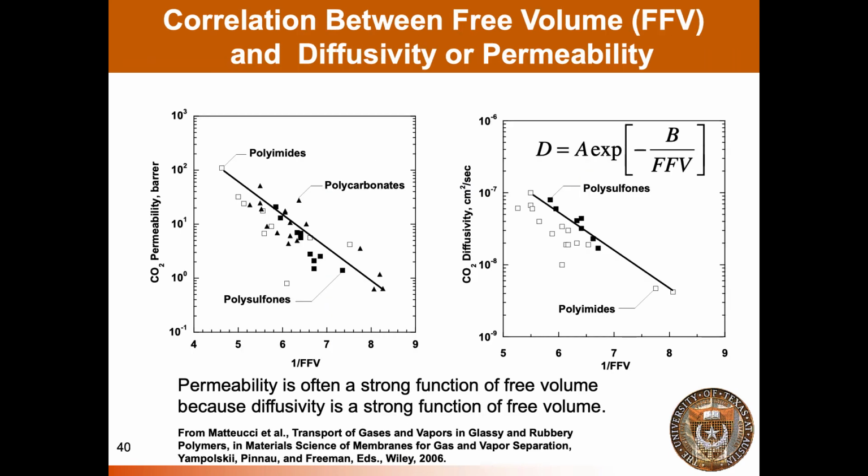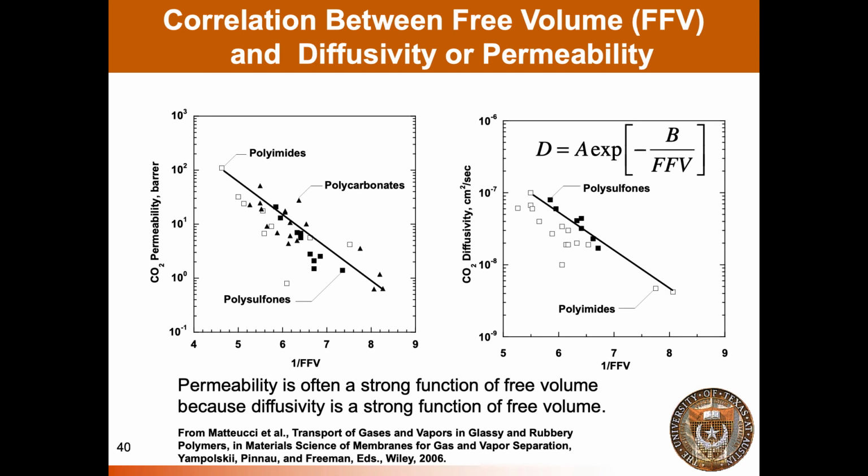So the benefit of this approach is it provides a way to rationalize transport data from different families of polymers and to compare one material to another. And so in the literature, these are all glassy polymers: polycarbonates, polyimides, and polysulfones.